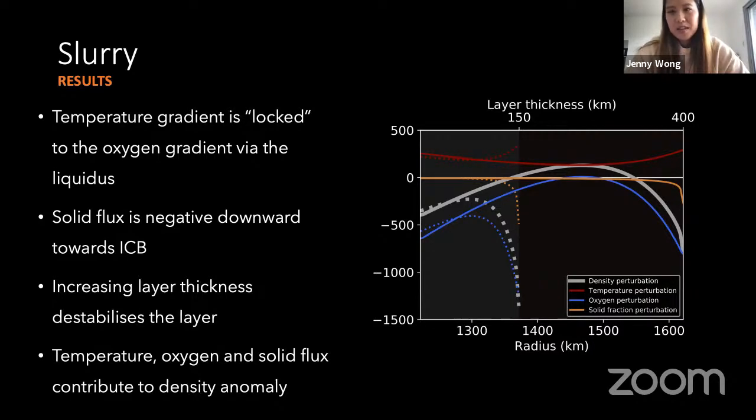Like stably stratified regions can be found in general. I think there's also a group that looks at a stably stratified layer in Mercury as well, for example. So there are a lot of applications. That's great, thank you.